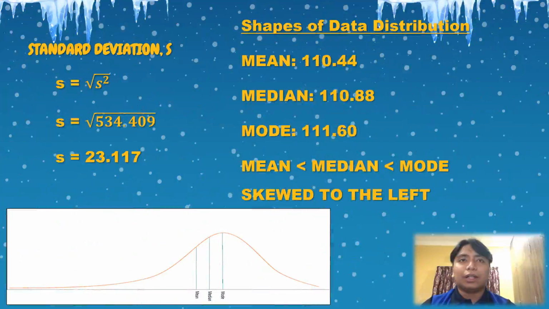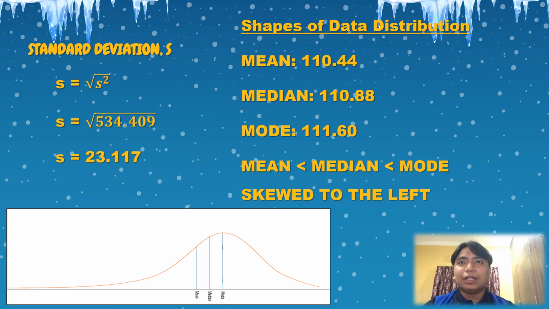After we calculate the sample variance, we calculate the value of standard deviation. The formula to calculate standard deviation is the square root of 534.409, and the answer we get is 23.117, and this is the value of standard deviation for price.